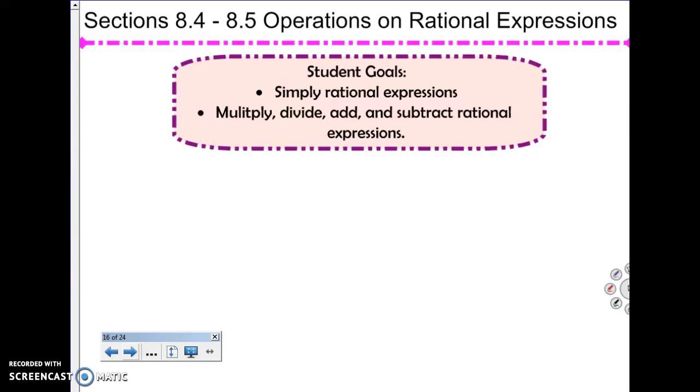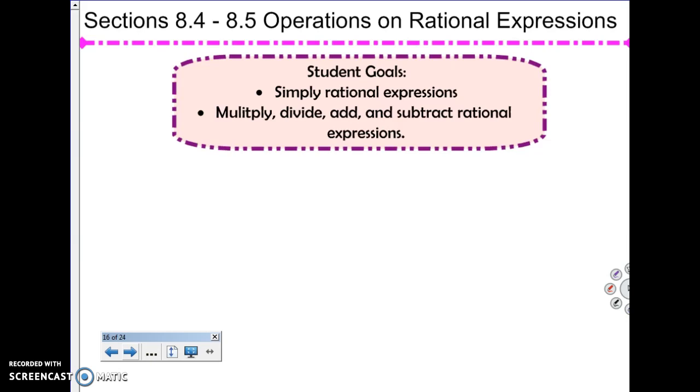Hello, this is Mrs. Ringrose, and we're continuing our work with rational functions. But before we can go any further, it's good to take a step back and just look at some expressions and build those skills on how to multiply, divide, add, and subtract, or just simplify them by taking out common factors.